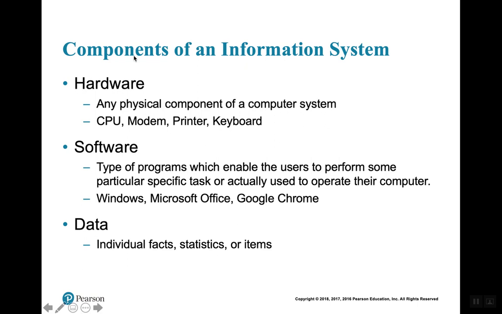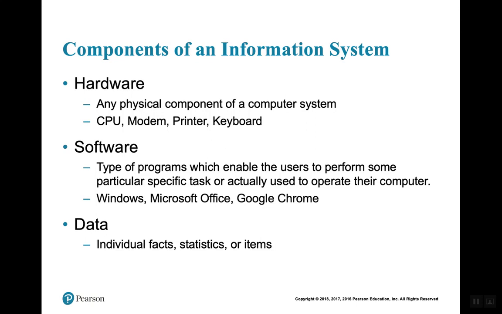The core components of an information system: hardware, which is any type of digital or electronic components that make it so. Examples are the central processing unit, a printer, a keyboard, a server. Anything that has a physical configuration.